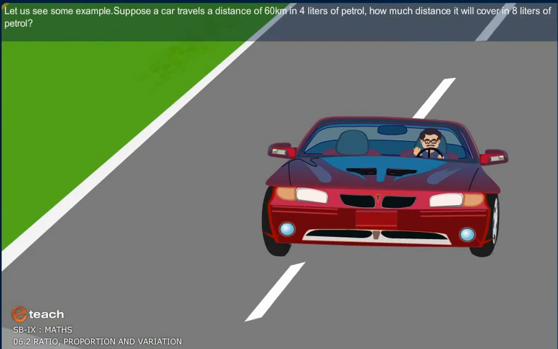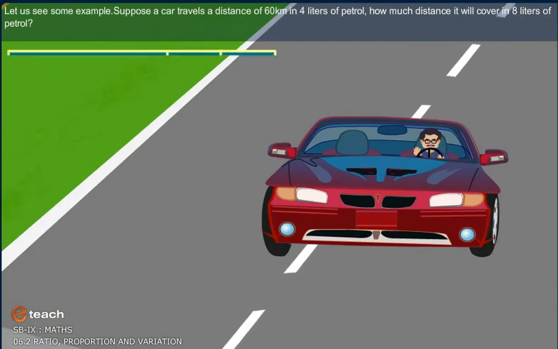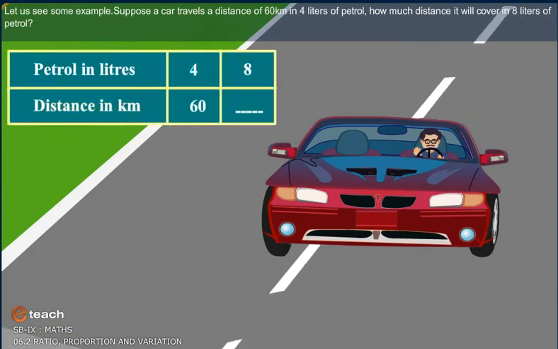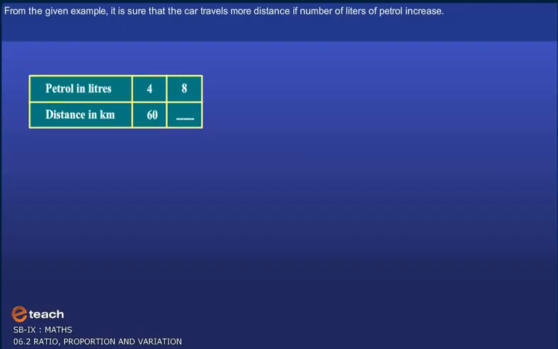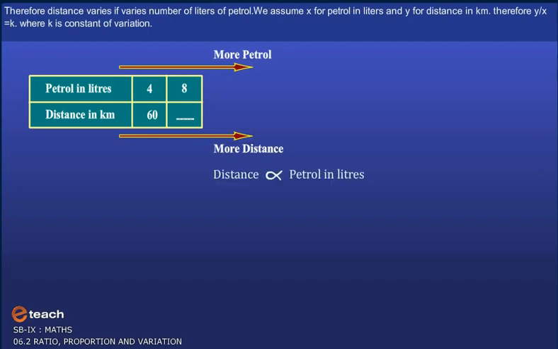Let us see some examples. Suppose a car travels a distance of 60 km in 4 liters of petrol. How much distance will it cover in 8 liters of petrol? From the given example, it is sure that the car travels more distance if the number of liters of petrol increases. Therefore, distance varies if the number of liters of petrol varies.